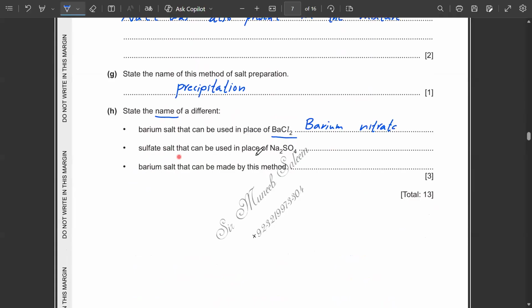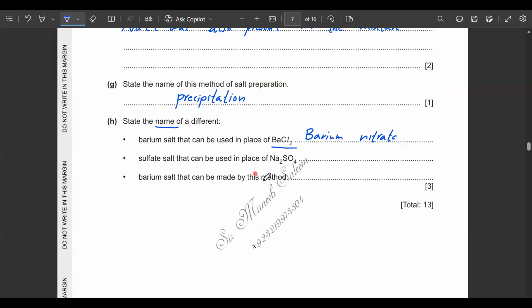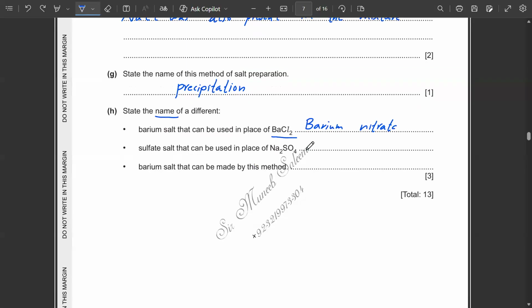Then a sulfate salt that can be used in place of the sodium sulfate. Just like sodium sulfate is a soluble salt, we can use any other salt that is soluble in water. We can have potassium sulfate.